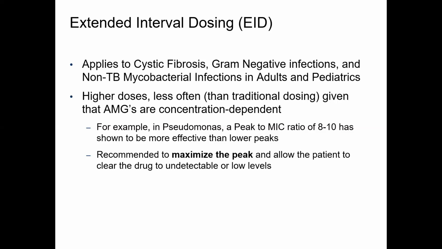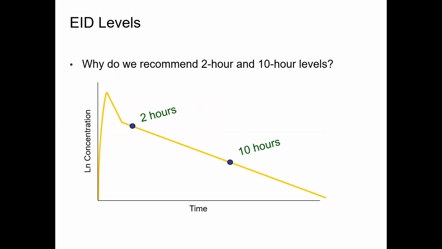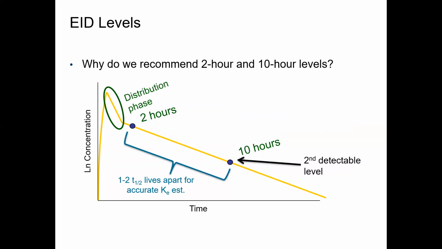In extended interval dosing, a question that we get often is why are we getting 2 and 10-hour levels? So you can see here on this graph, time on the bottom and the concentration on the y-axis, and then you can see that the infusion is given. There's a slight distribution phase, and then we continue through the rest of the clearance curve. And we get a 2-hour level so that it's after the distribution phase once the infusion ends. And then we get a 10-hour level because it's about 1 to 3 half-lives apart from that first level.